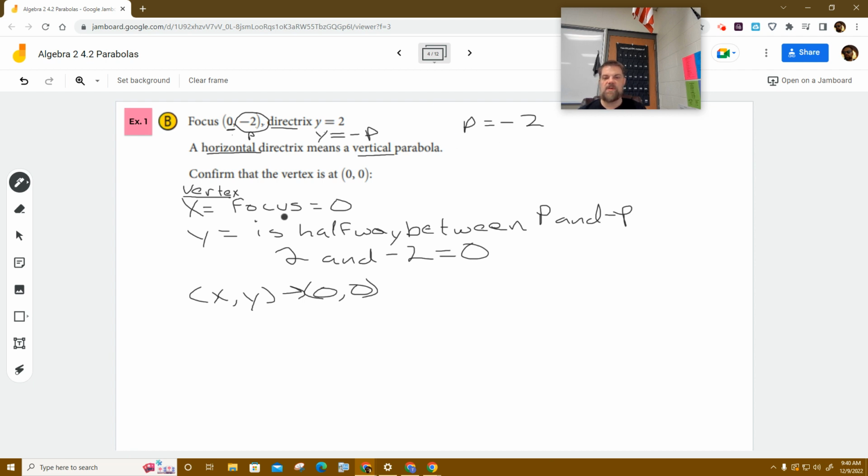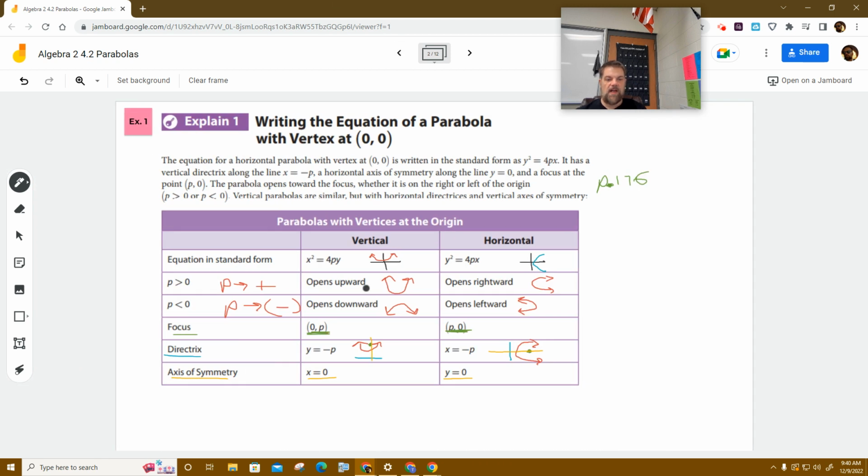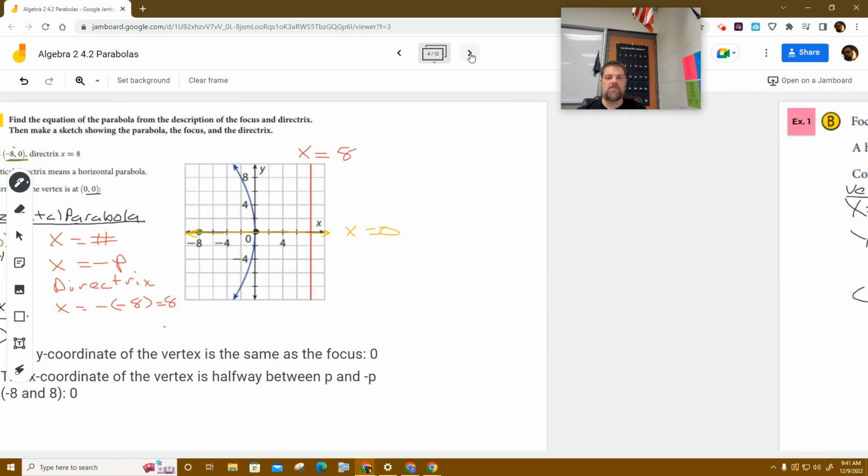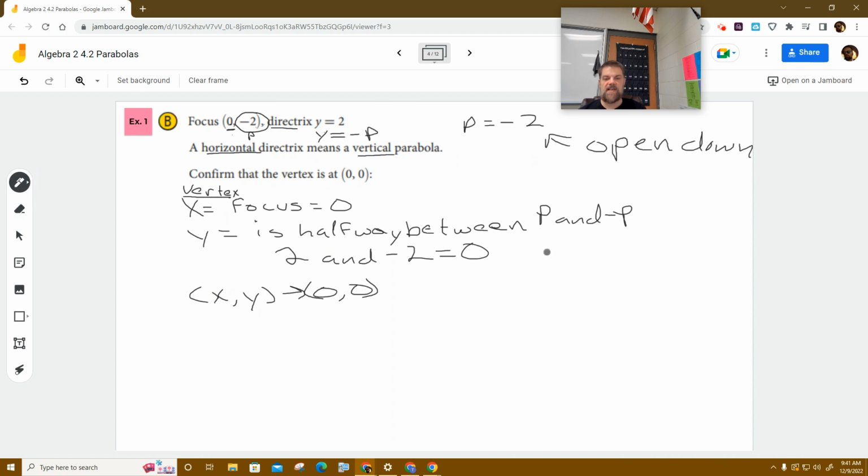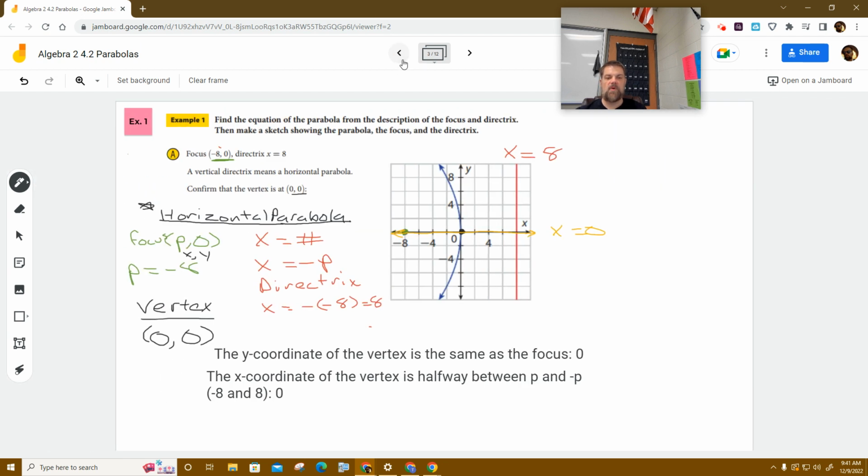P is negative, so what does that tell you? It's going to open downward. Okay, what other information can we get from that table? It opens downward. The axis of symmetry is x equals 0. So let's write that down. Axis of symmetry, x equals 0. What else?